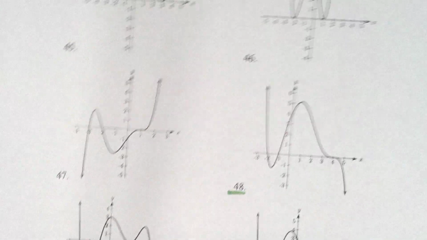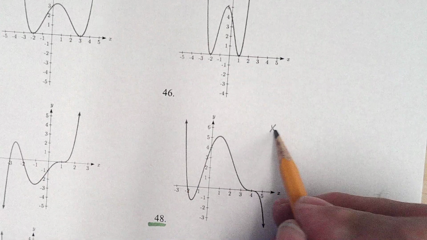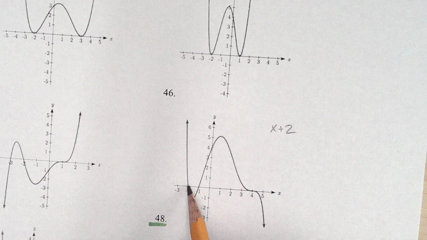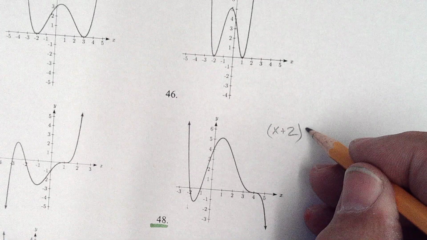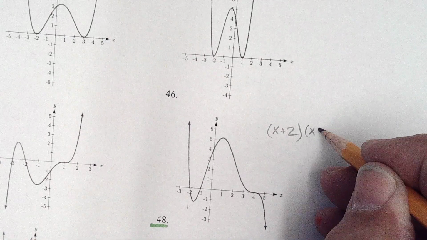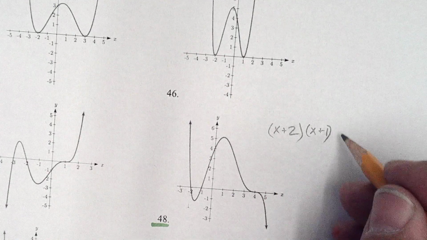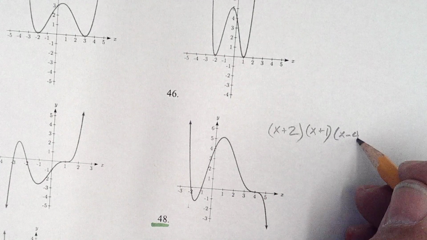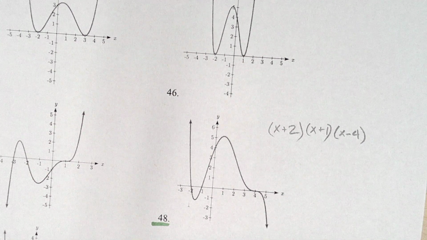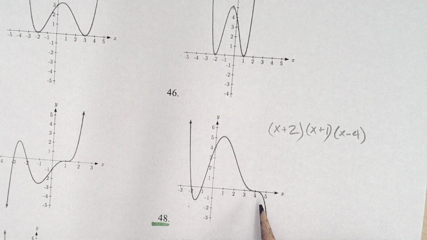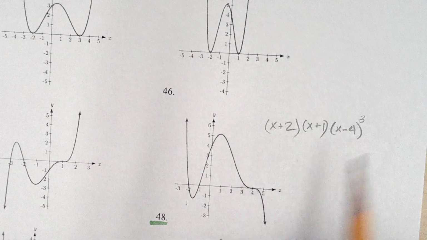And 48, last one in this one. Goes through minus 2, one time, straight through. Goes through minus 1, straight through. So one time, x plus 1. Goes through 4, so it's x minus 4. And this looks like an odd power. It could be the fifth, or it could be just cubed. I'm just going to go with cubed to make it simple.